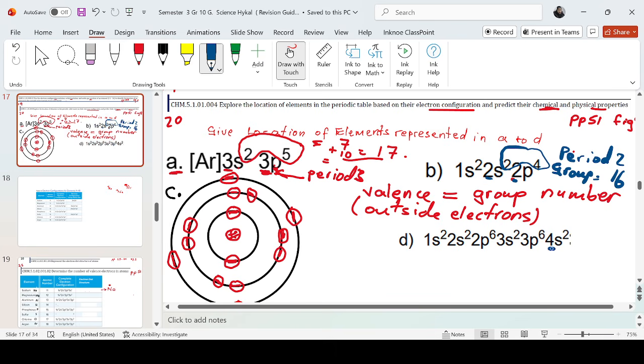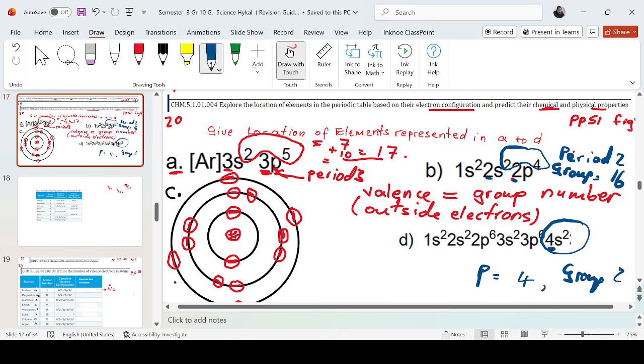Okay, come to this one. This is period 4, group, because there's no P, the valence is 2, so the group is also 2, group 2. This element is in period 4 and group 2. Let's come to this one.